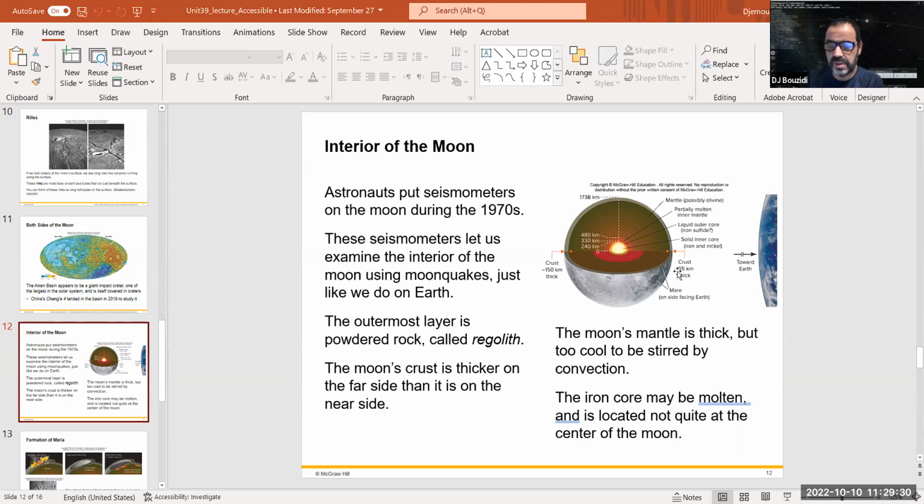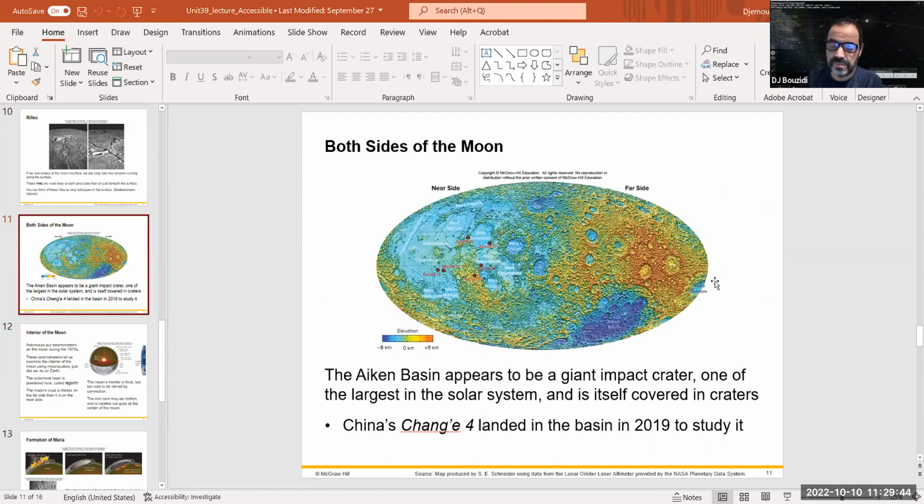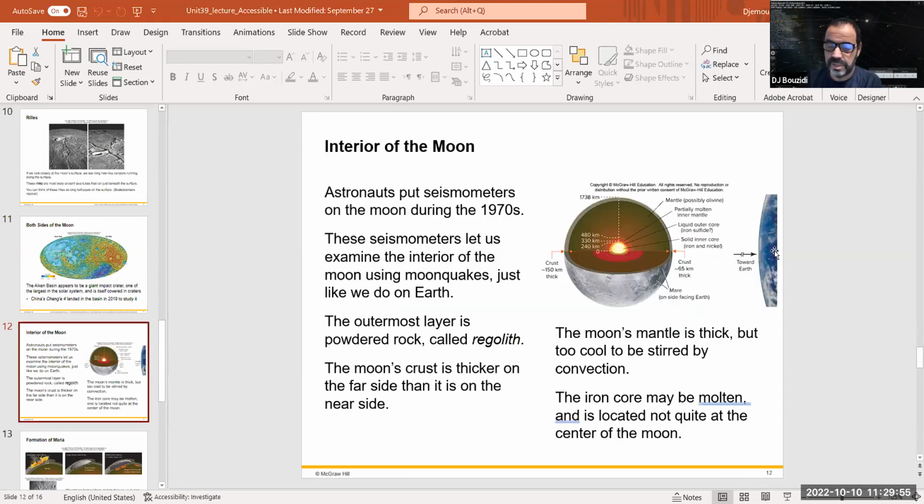So the side that is facing the Earth is a lot thinner in terms of crust, about 65 kilometers, and the opposite side is almost twice. It's actually more than twice. It's 150 kilometers thick. That's why the surface in here does not exhibit a lot of maria, relatively speaking, compared to the surface facing the Earth, because it is subject to a lot of tidal friction with the Earth. In terms of the inner structure, this is basically what we believe. Again, it has the crust, the mantle, and the core inside.